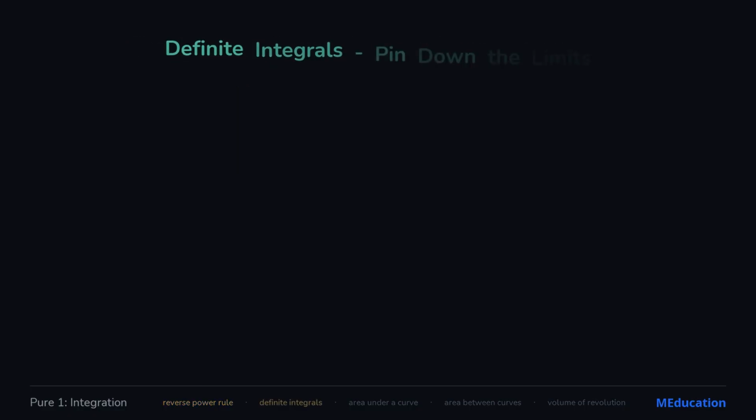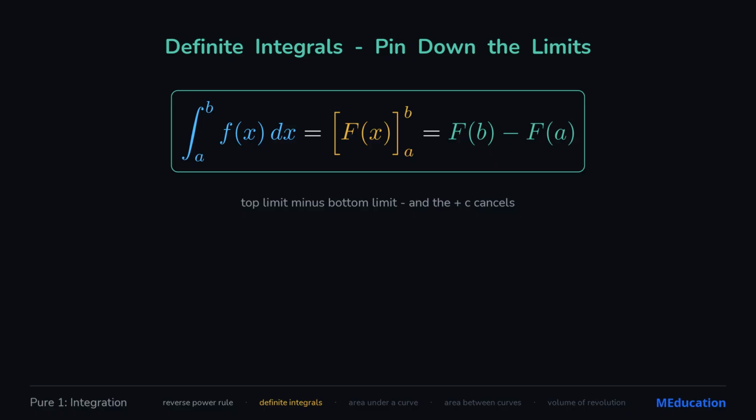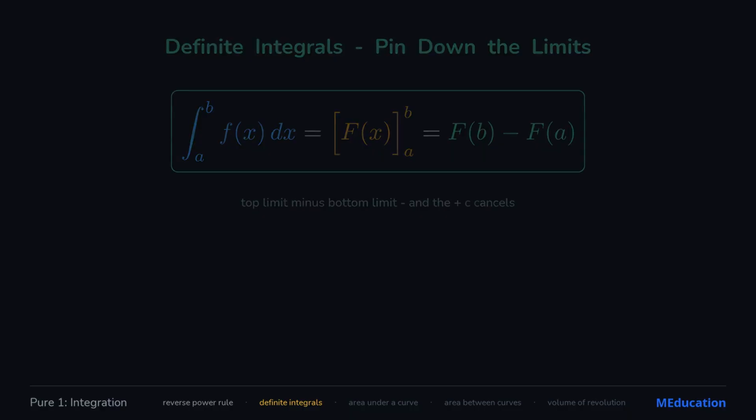Attach two limits, A and B, and the integral becomes definite, a single number instead of a family of curves. You integrate as usual, write the result in square brackets, then substitute the top limit and subtract the bottom. Best of all, the mysterious plus C cancels itself out, so you can quietly drop it.